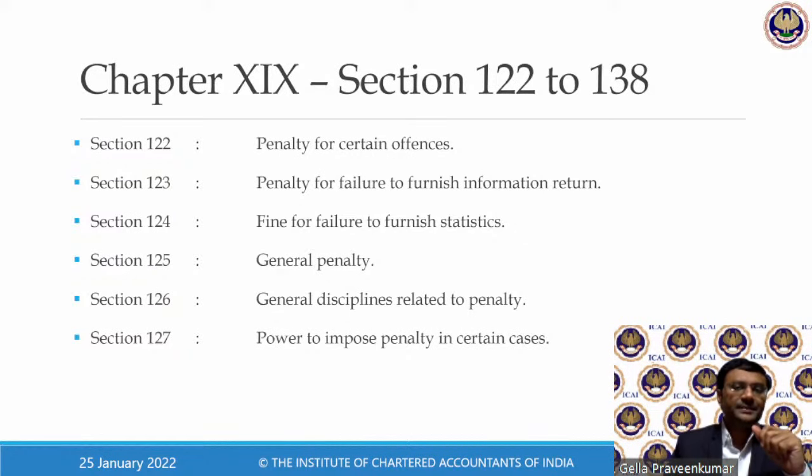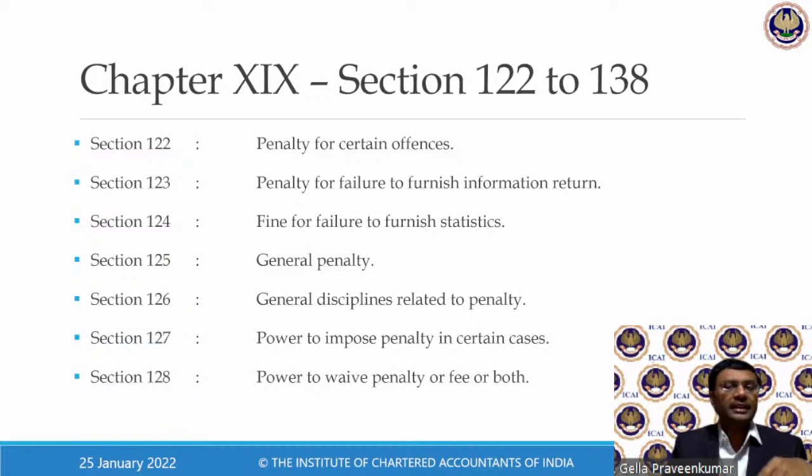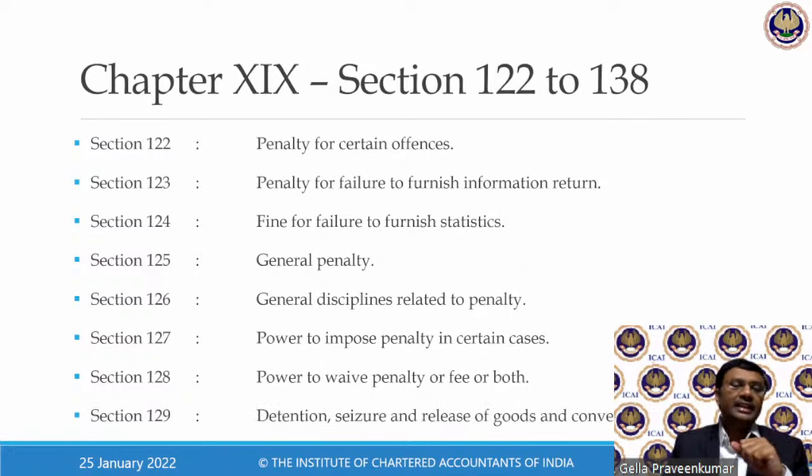Section 127, power to impose penalty in certain cases. There are certain specified cases where 127 gives the clarity. Section 128, to waive penalty or fee. One student, I think Amit or some student, asked what the amnesty scheme is. This section 128 deals with the amnesty scheme. Section 129, detention, seizure, release of goods.